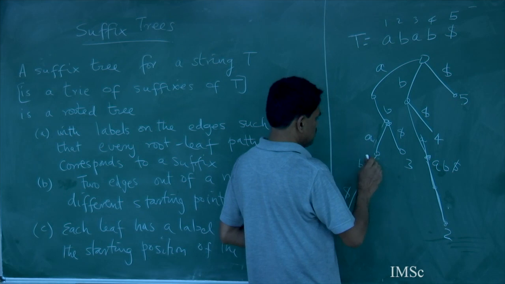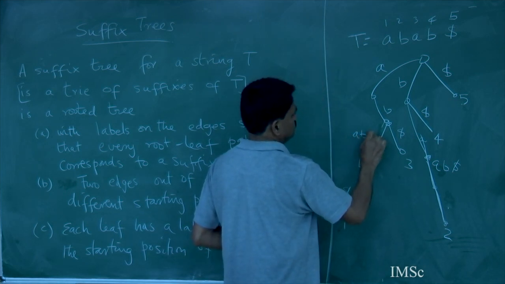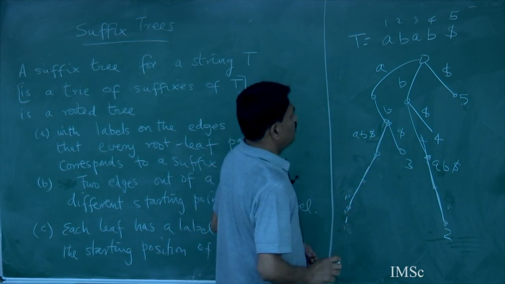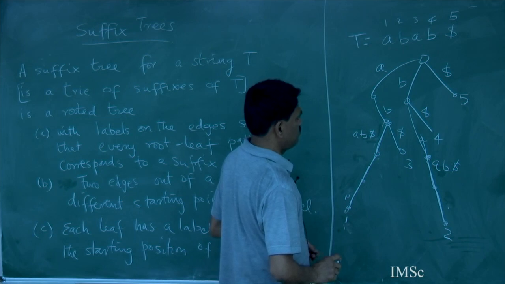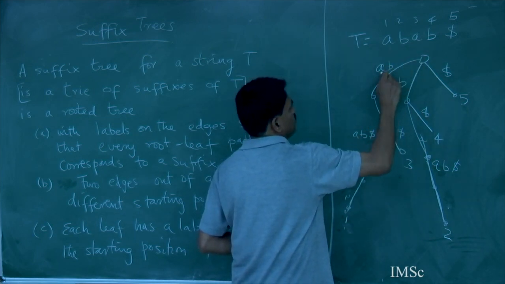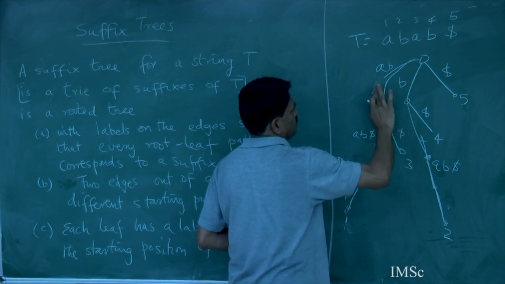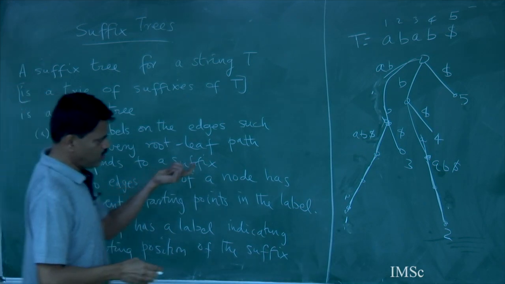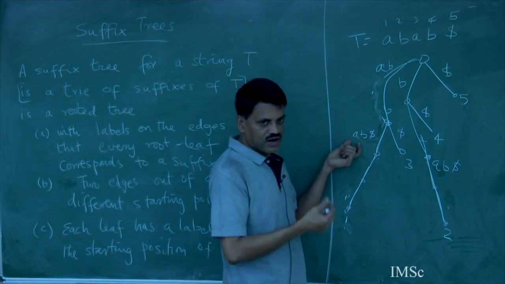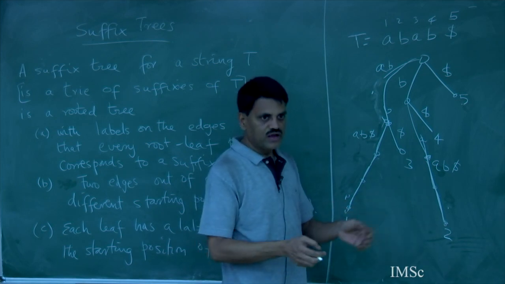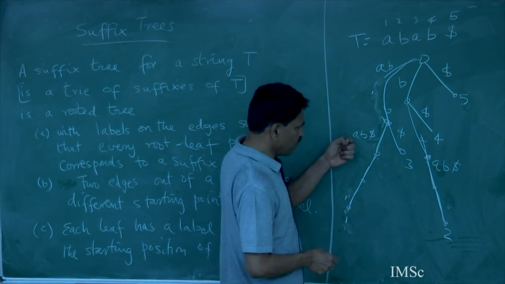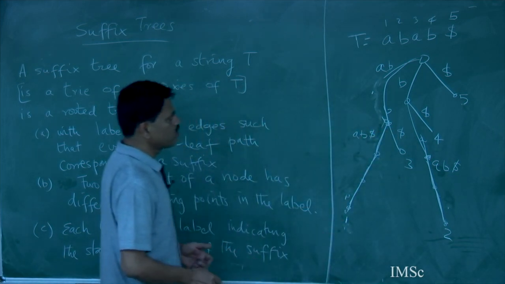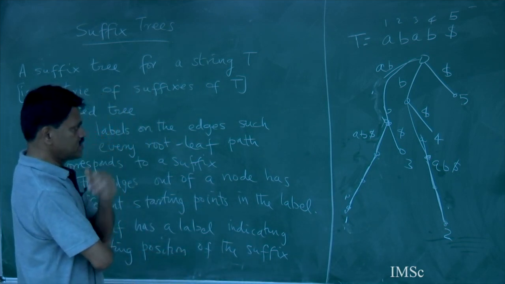Okay, so anything which has, so this will be one edge, and this A and B will be combined with this. So, now you understand why I meant different starting points, because the label on the edges is not one character, but a string. So, all I want to make sure is the starting points of these strings are different for edges coming out of a node.